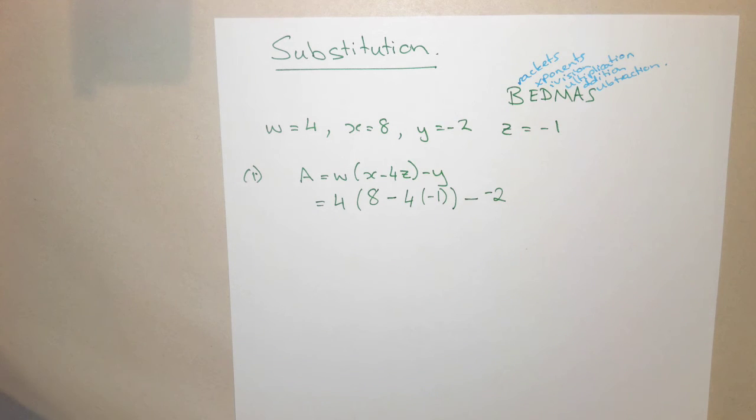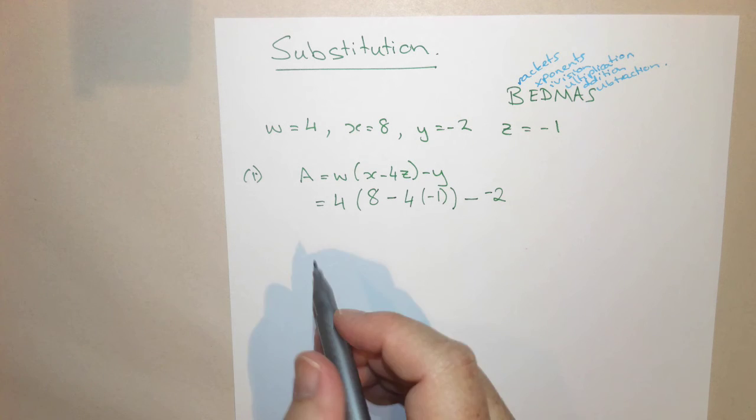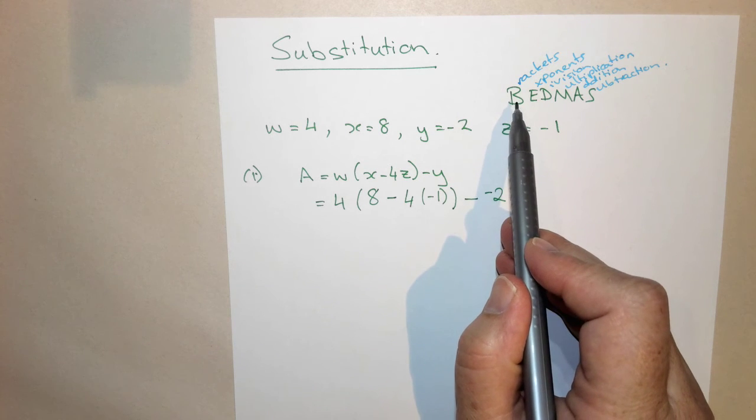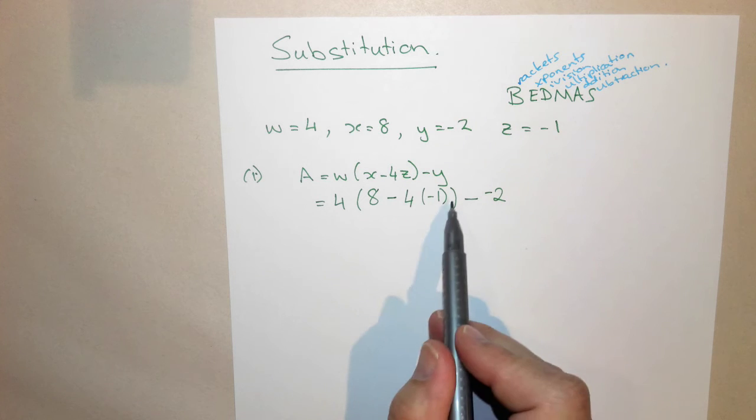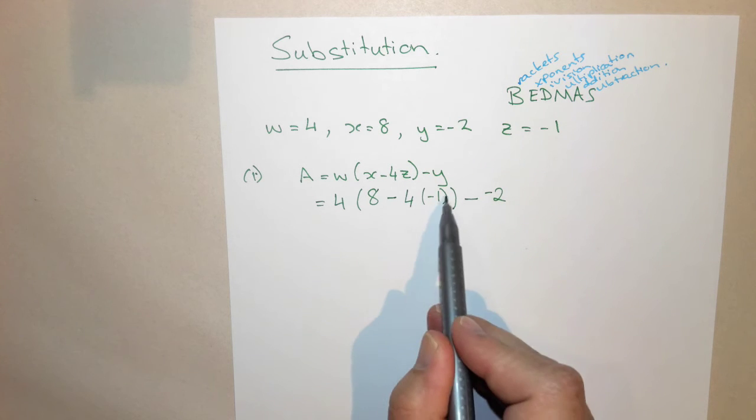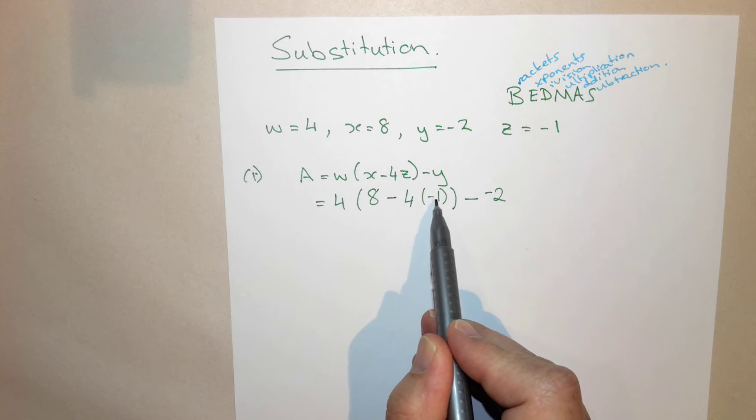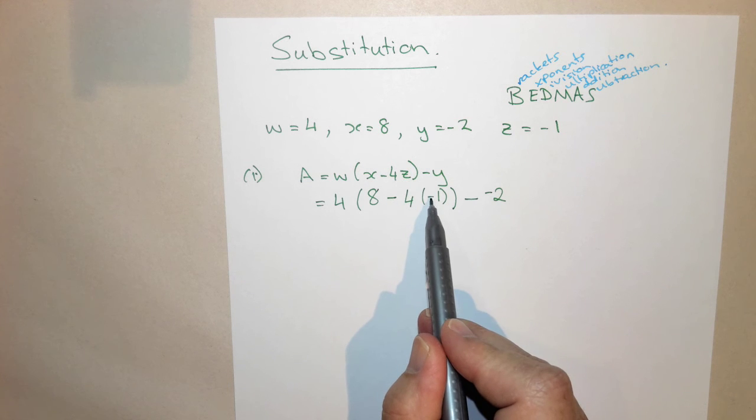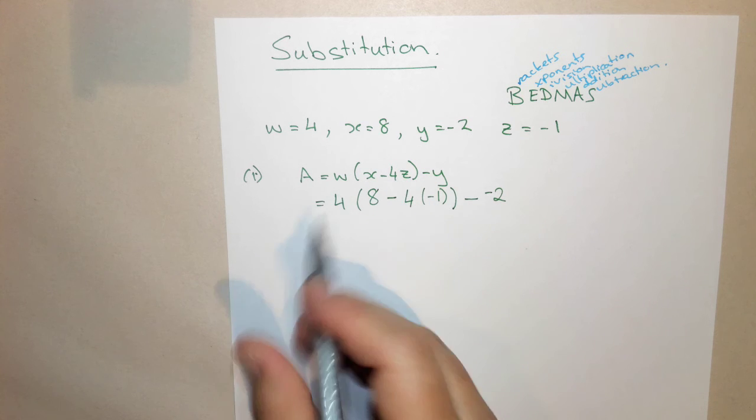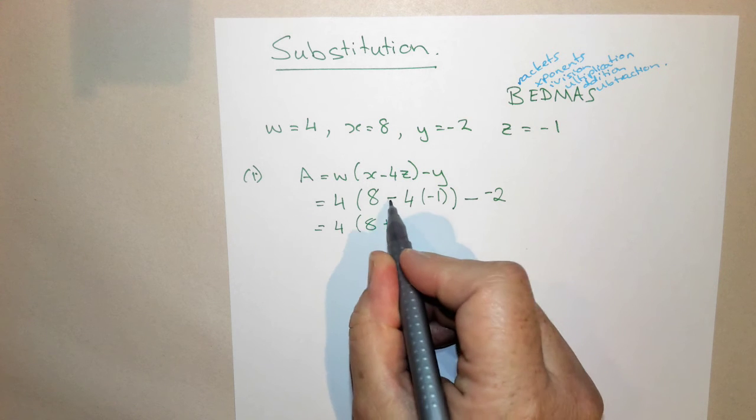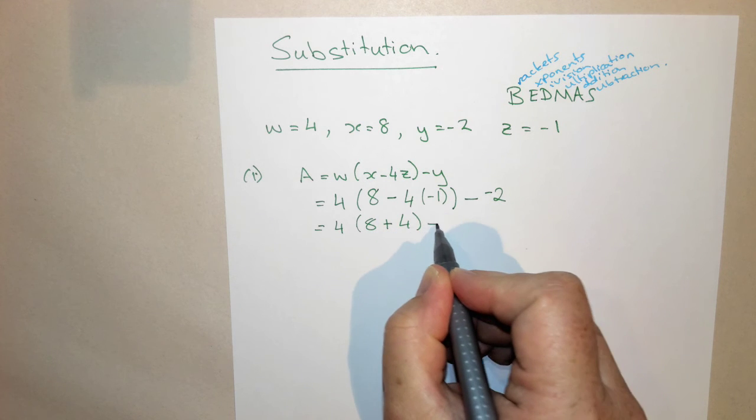So now I need to use those BEDMAS rules and think, right, do I have, first of all, any brackets? Yes, I do. And so I need to deal with the brackets first. So I'm going to use my set of brackets here, and I've got a set of brackets within that, and I'm going to do that first. So I'm going to do -4 times -1. So a negative times a negative gives me a positive, and 4 times 1 is 4. So that's all I'm going to do on my first step, is make that into 8 plus 4.